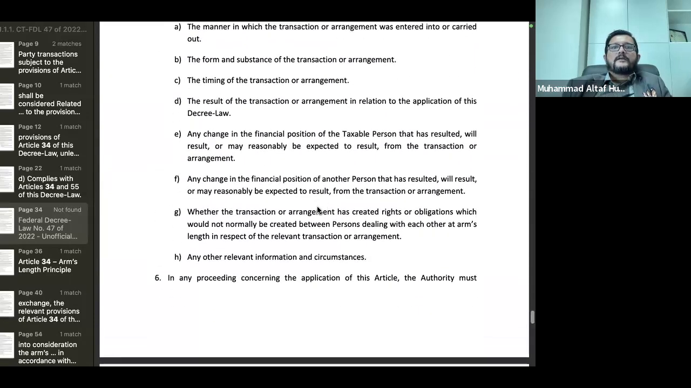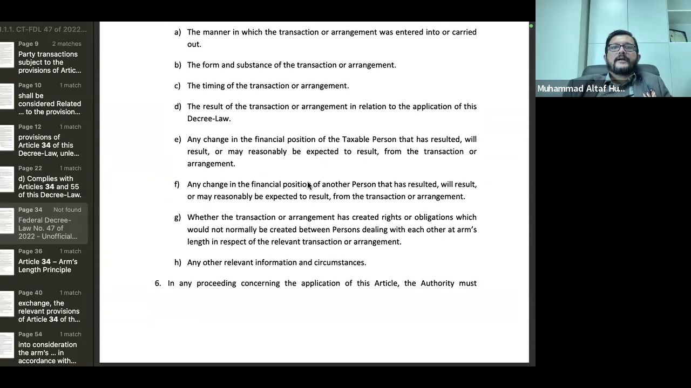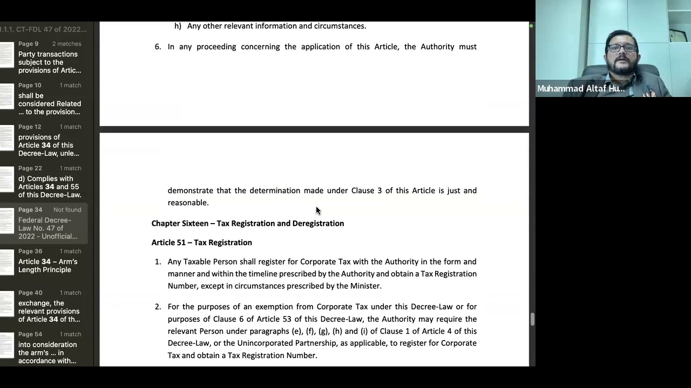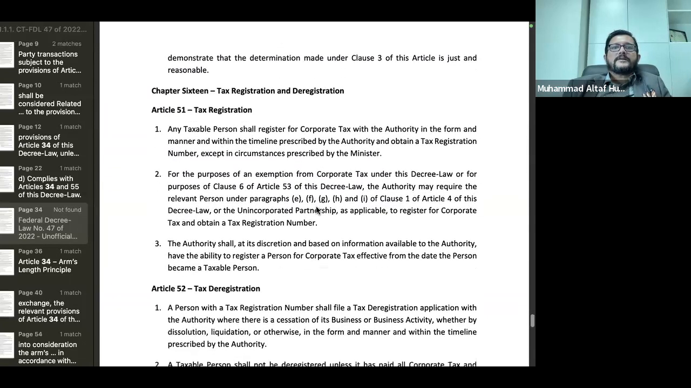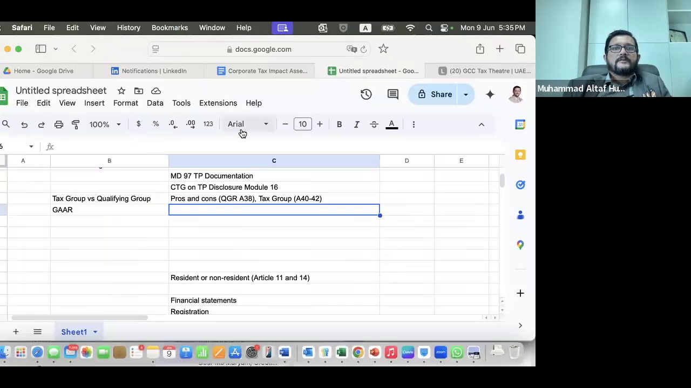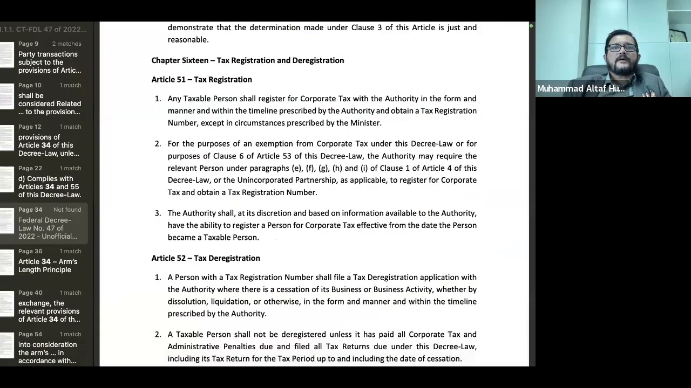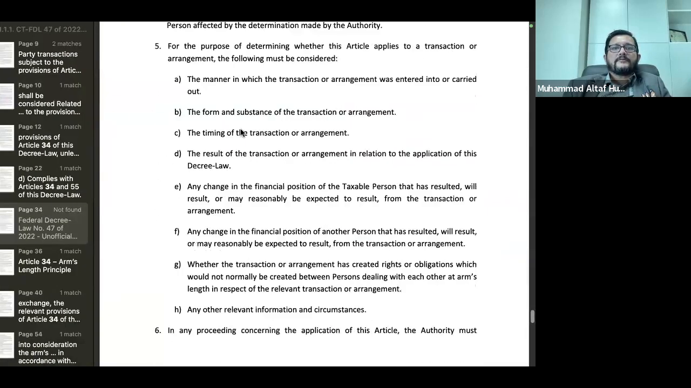Okay, so this is all GAAR, timing of transactions. This is all guidance, substance, timing. Registration, deregistration, now that's another angle that needs to be addressed, right? What was the article? What is this GAAR article number? 50? Yes, it's 50.